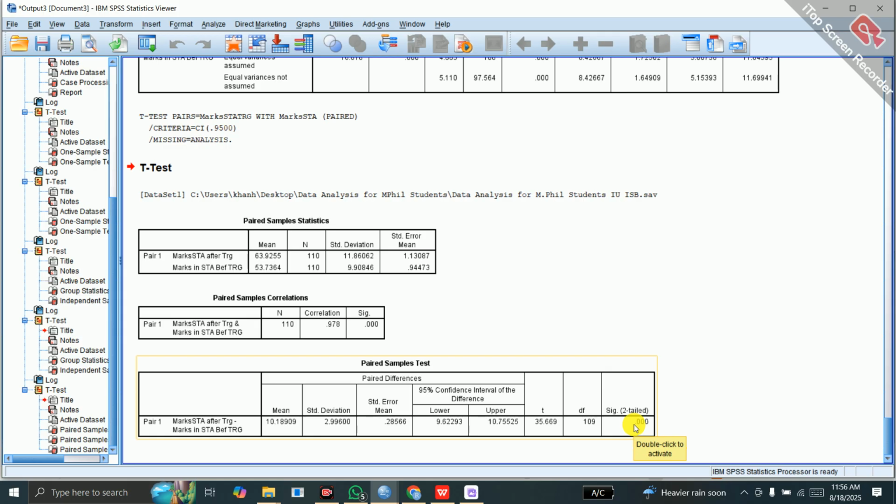So it means that the mean difference between the marks after training and before training is 10.18, which is statistically highly significant. So this is how we can compare means of two related groups. These are two related groups, this group is after training and this group is before training, and we analyzed and compared the difference between the two means. So ladies and gentlemen, this is very informative and useful.